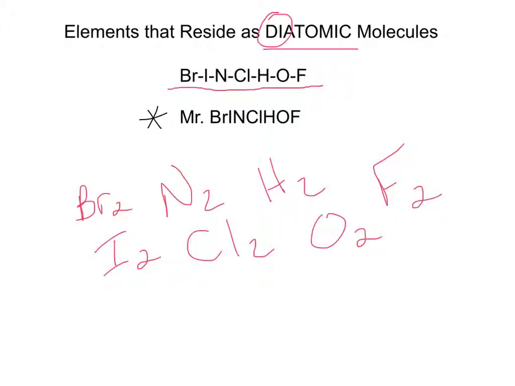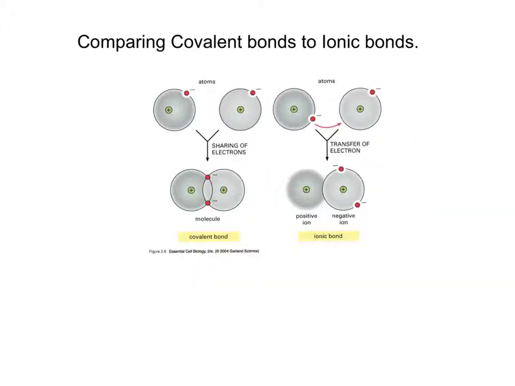These will always exist as diatomic molecules, okay? So just remember Mr. Brinkelhoff, and anytime you see any of these by themselves, they're going to exist as a diatomic molecule. Now when we compare covalent bonds to ionic bonds, as I said a minute ago, we're looking for the difference in their electronegative rating.